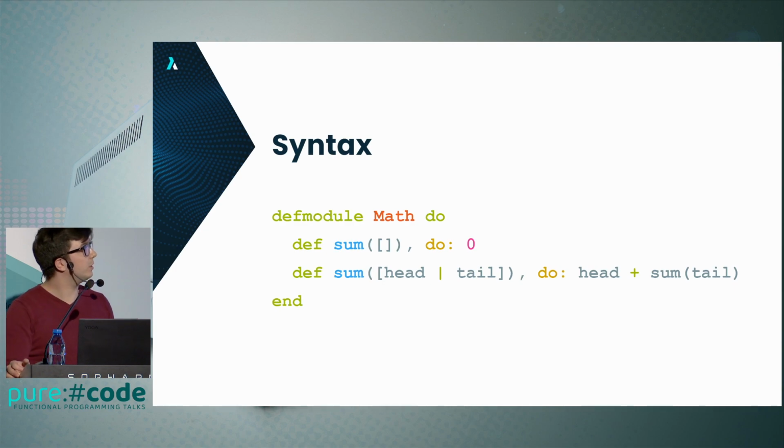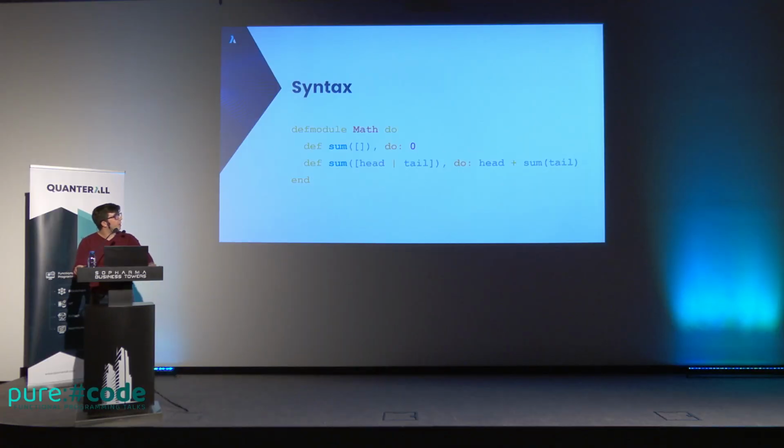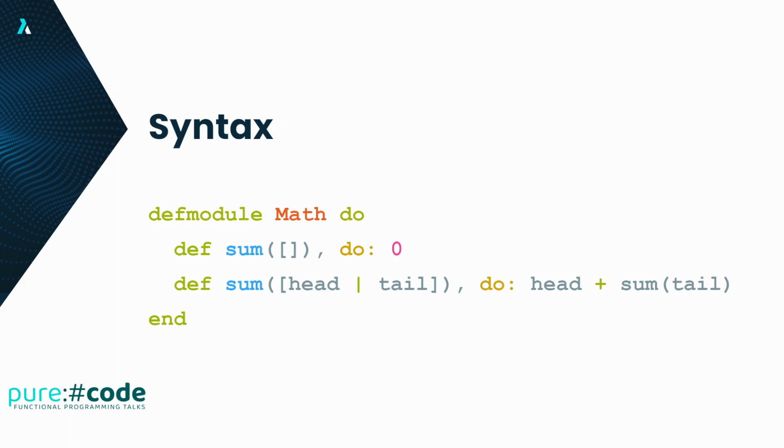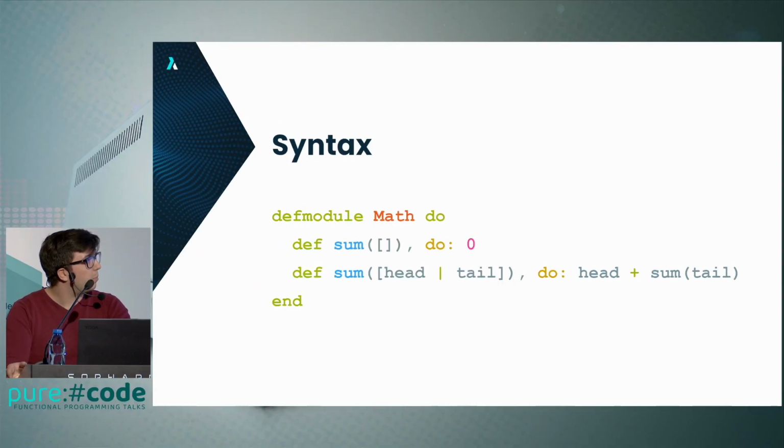Here we have a module that defines the function which calculates the sum of all the elements in a list. In the first definition, we pattern match on an empty list, which marks the end of our recursion by returning 0. In the second definition, we pattern match on the head and tail of a list. And in the body, we add the head to the recursive call of the sum function over the tail.